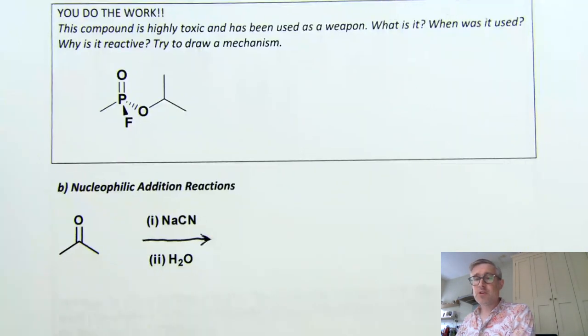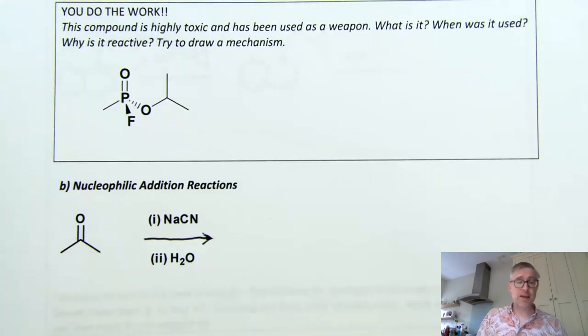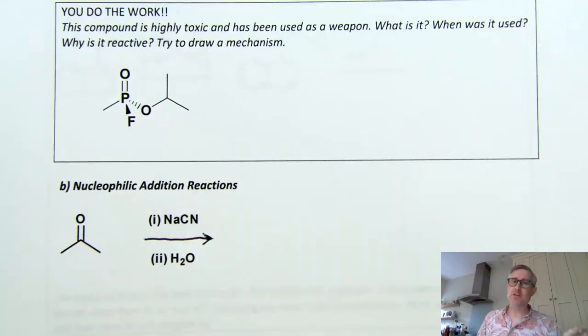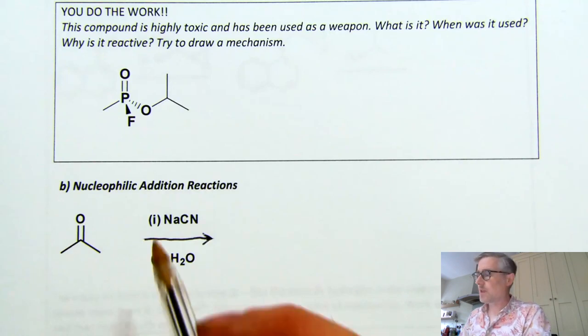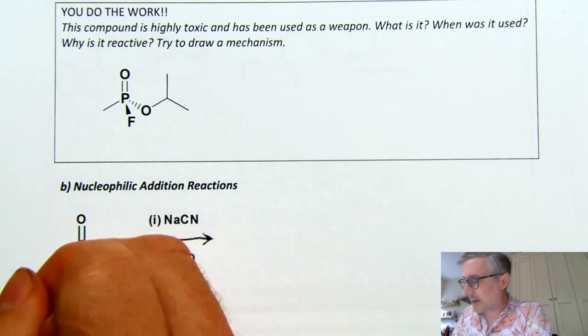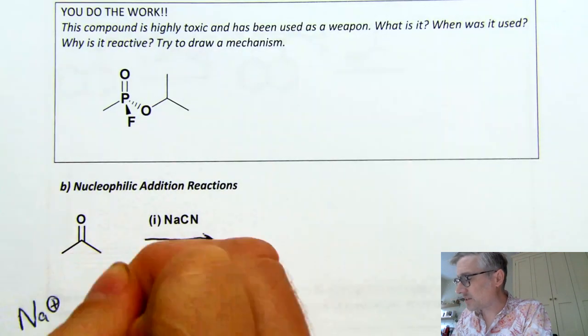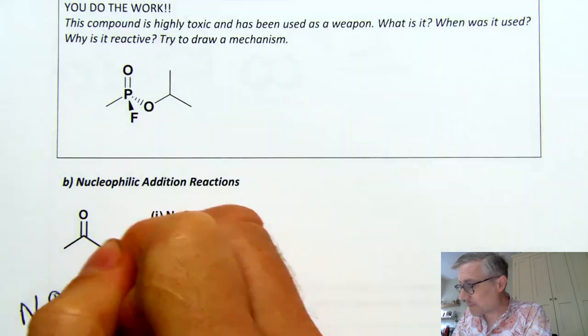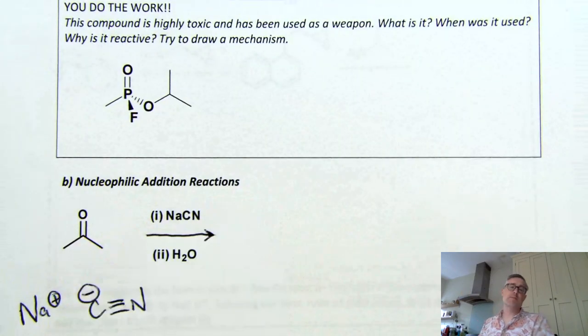Let's think about some nucleophilic addition reactions. So here is an example of a reaction, and we've now got two reagents. If I show you two reagents, use them one at a time. Don't use the second one until you've finished with the first one. Okay? Now let's think about what sodium cyanide is. It's Na+ C triple bond N minus, and that minus must be on the carbon because it only has 3 bonds here. It must have a pair of electrons left over.